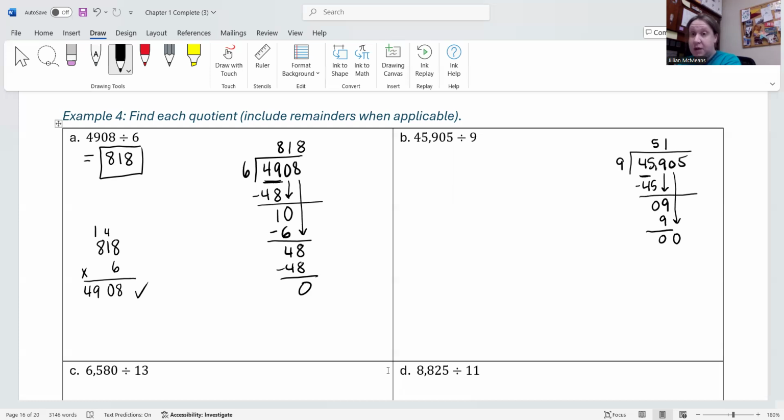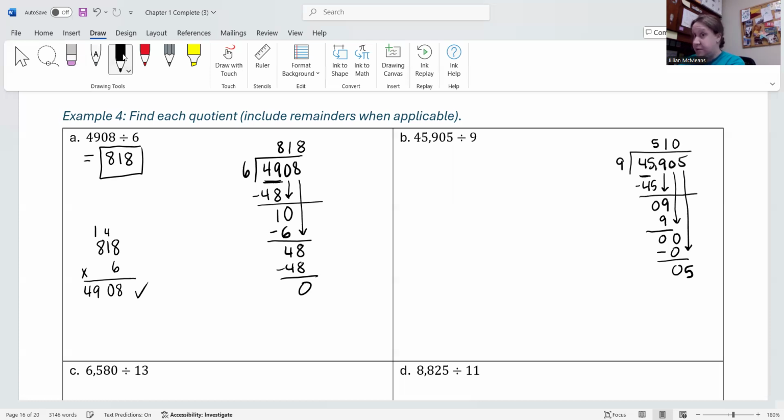So how many times will 9 go into 0? It will go into 0 0 times. You have to put the 0 up there. So then 0 times 9 is 0. We subtract, and we get 0. We drop down the next digit, which is, whoops, that should be a 5. Make sure you put a 5 there.